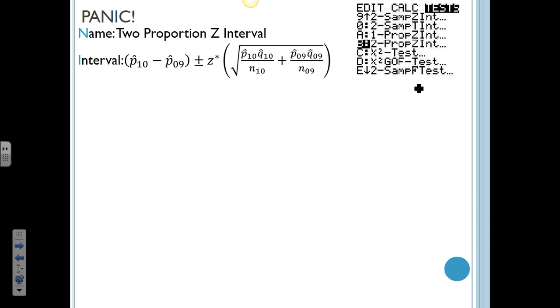Okay, go ahead and write this down on your paper. So this is going to be the test statistic that we're going to use, or the confidence interval, rather, that we're going to use. And then we are going to plug and chug.